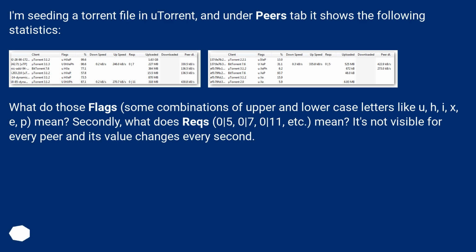Secondly, what does reqs, 0|5, 0|7, 0|11, etc., mean? It's not visible for every peer and its value changes every second.